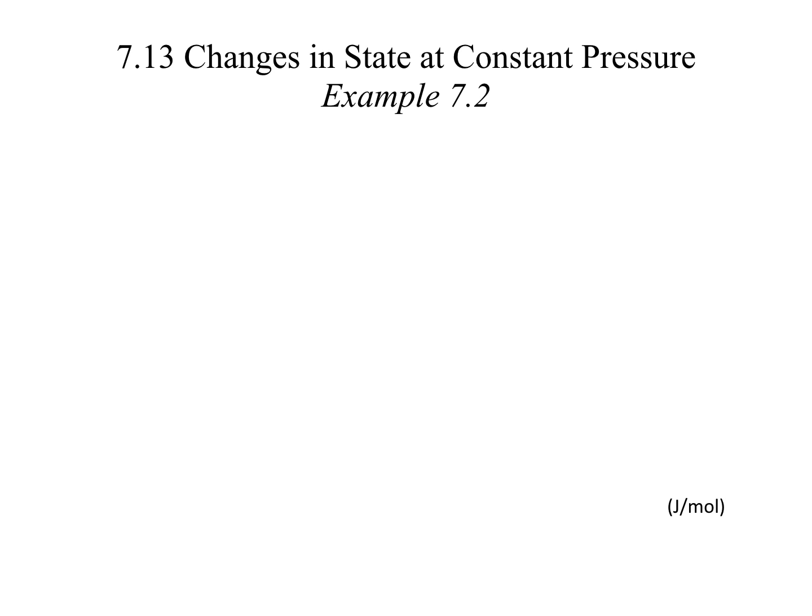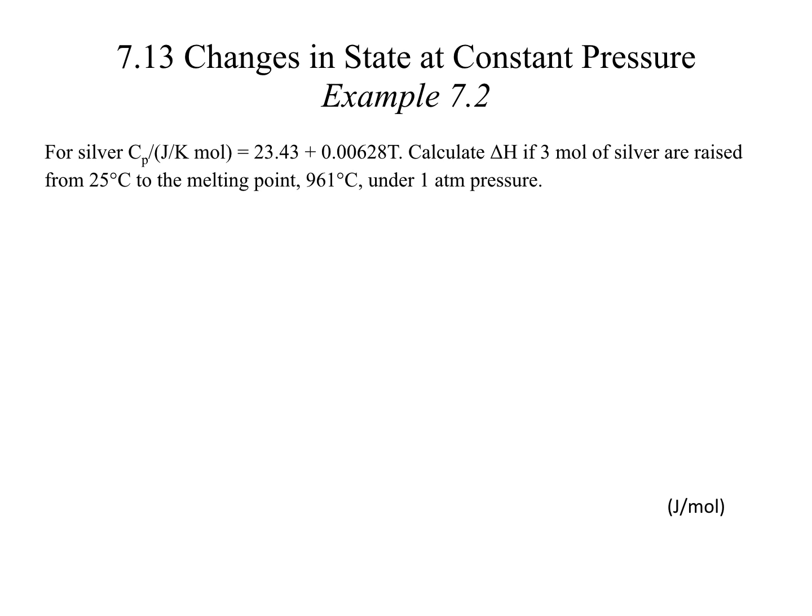In this next slide, we are doing example 7.2. So you have silver with a heat capacity under constant pressure conditions of 23.43 plus 0.00628 T, where T is the temperature. The Cp is given in joules per Kelvin mole. So Cp in this case is expressed explicitly as a function of temperature. Remember, in the case of helium, it's independent of temperature. But here, it's defined as a function of temperature. This is an experimentally determined value.